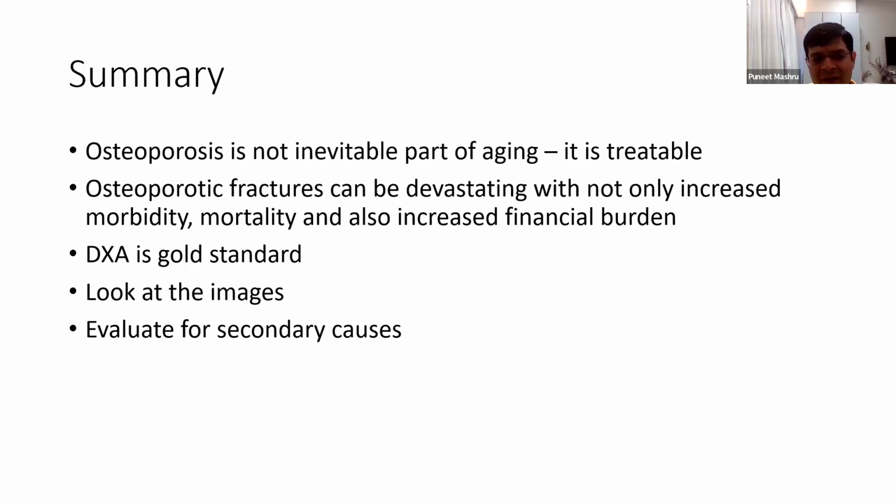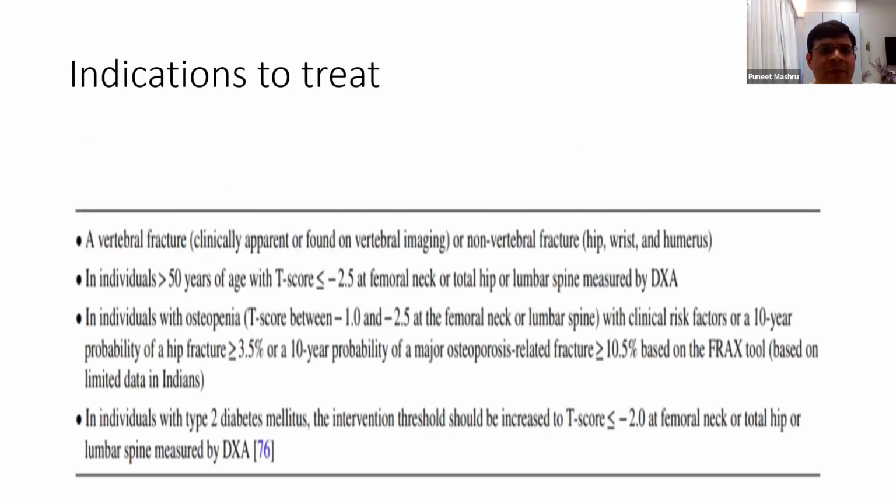DEXA scan is the gold standard to diagnose. We must look at the DEXA scan in detail. Evaluate for secondary causes. Don't be in a hurry to treat these patients unless they're at high risk of fractures. The indications to treat include a patient who had a fracture, a fragility fracture. So that is very simple. Any individual above 50 with a T-score less than minus 2.5, we can consider treatment. In patients who, based on the FRAX score, have a hip fracture risk of 3.5% or major osteoporotic fracture risk of 10.5%, we should treat. In diabetics, as I told you, if the T-score is minus 2 or less, we should treat.